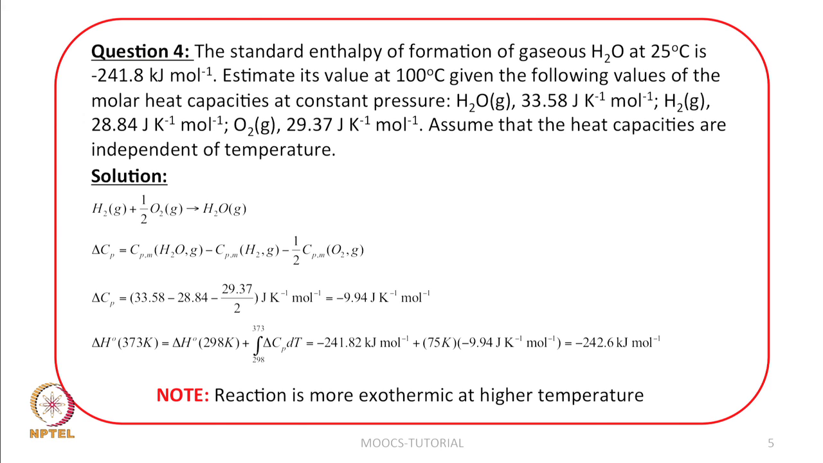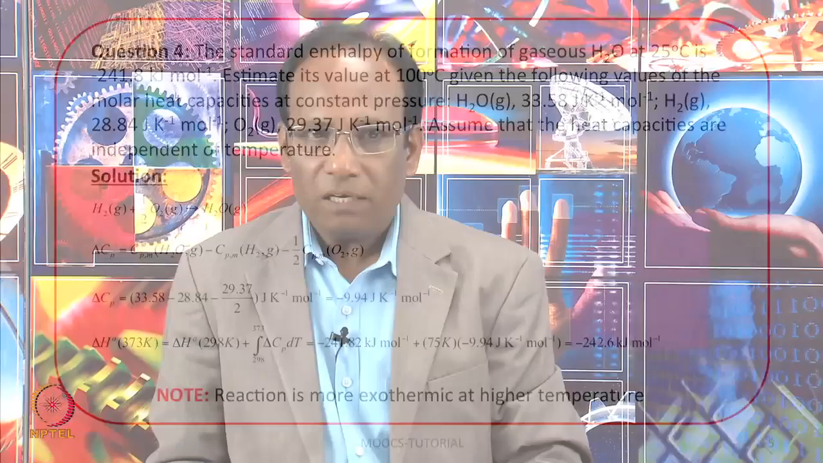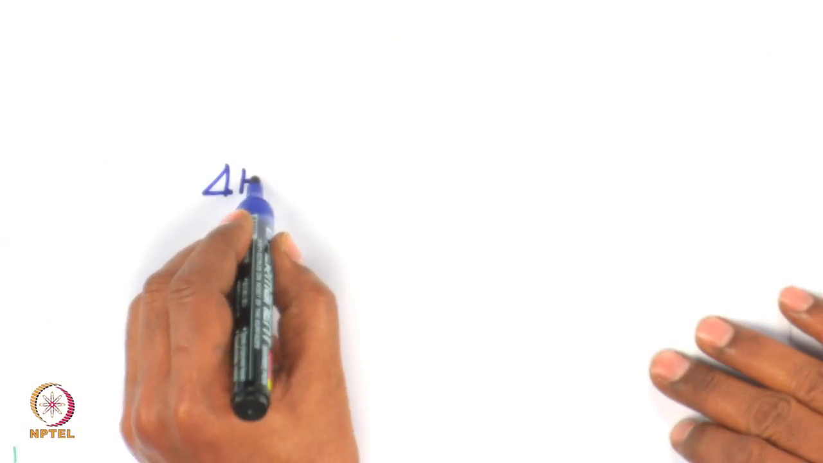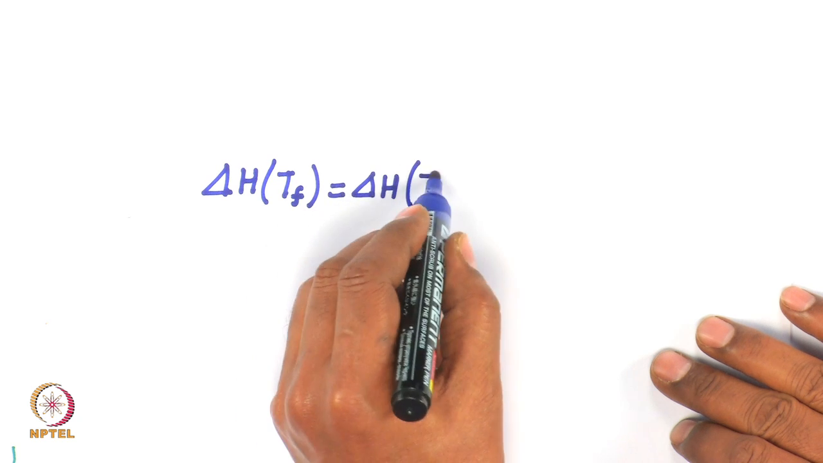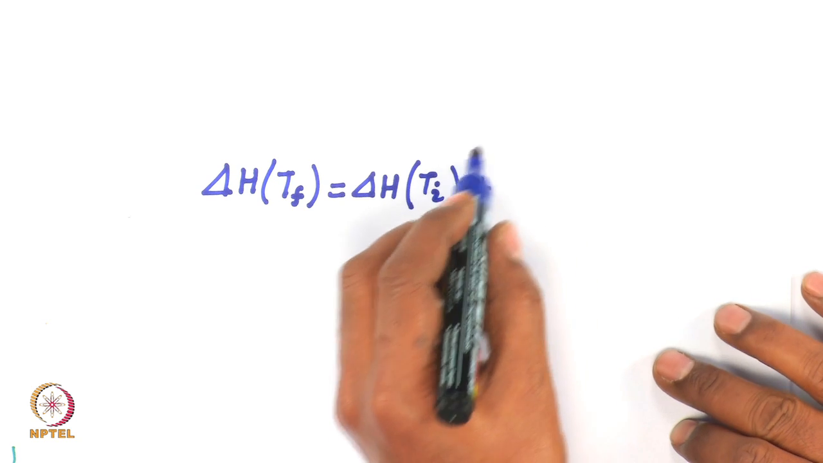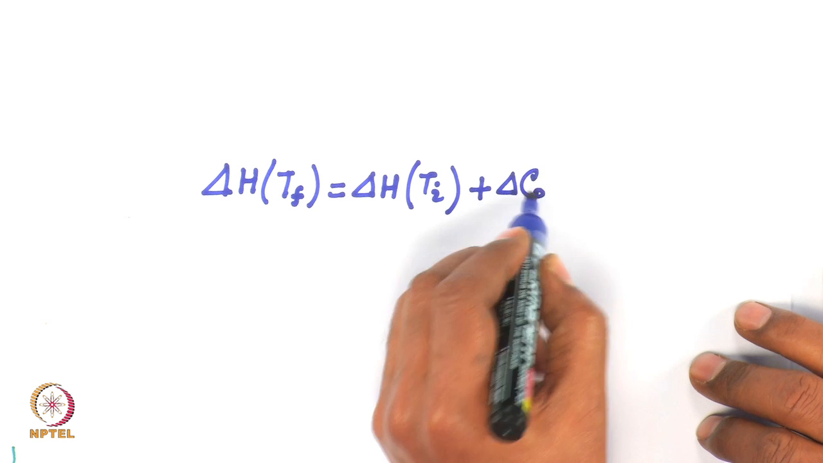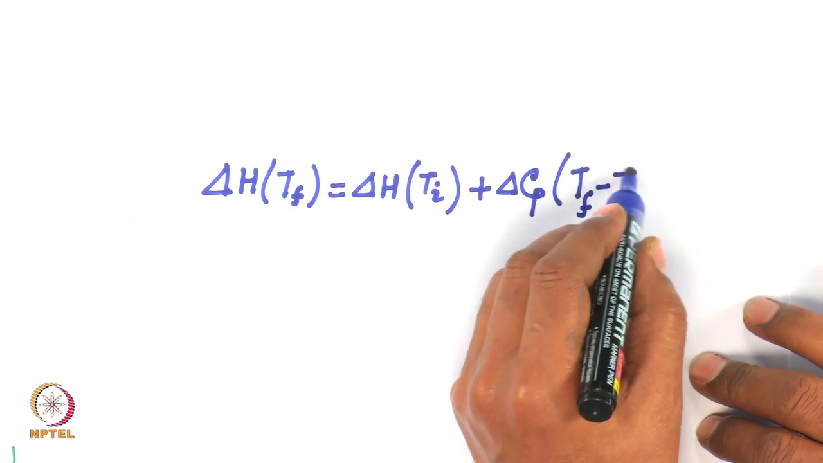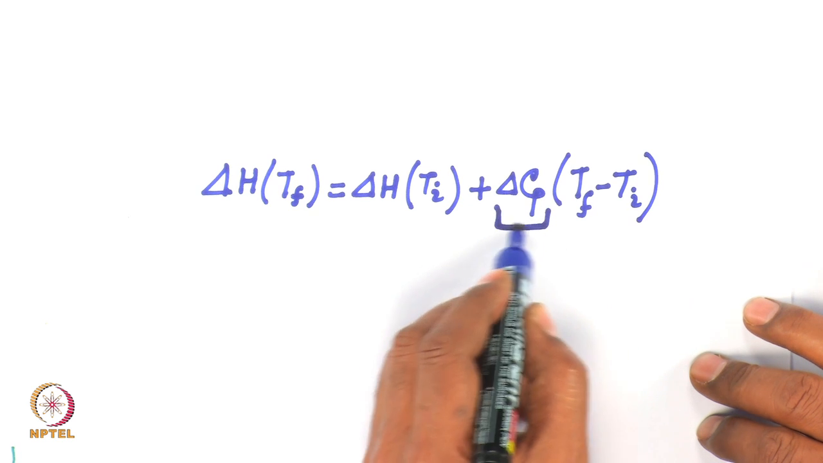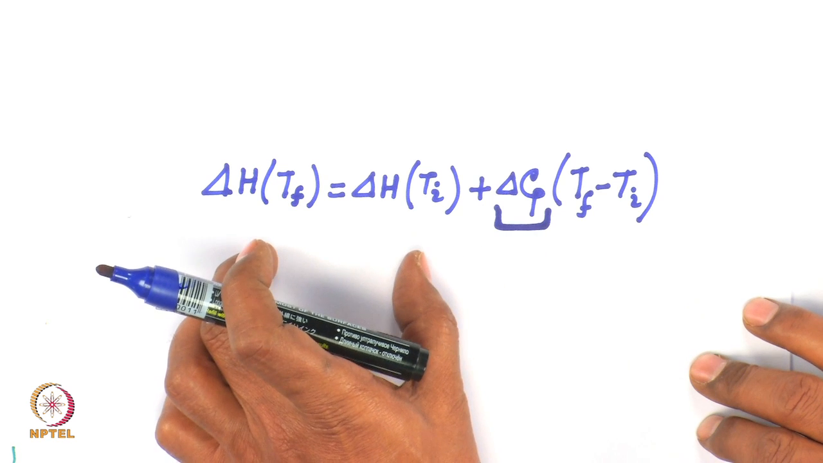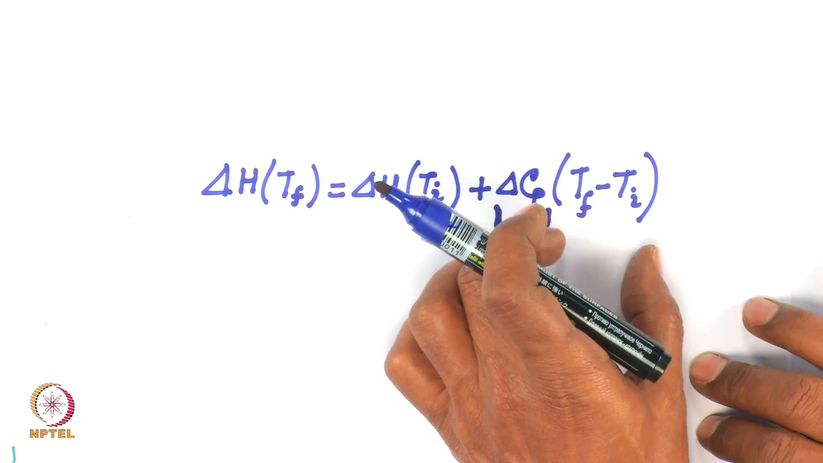Although in this example the difference is not very large, this difference is actually decided by the connector delta Cp, because the delta H at a final temperature is equal to delta H at an initial temperature plus, if I treat delta Cp to be independent of temperature, delta Cp times Tf minus Ti. So, it is this value which is the main decider for how the enthalpy of the reaction will be affected when the temperature is changed.